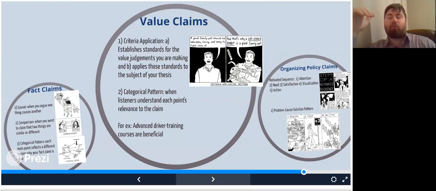And then an example also, advanced driver training courses are beneficial. And why are they beneficial? Well, they are beneficial because advanced driver training courses teach you how to handle yourself on the road. They actually decrease your insurance premiums. They also give you a stronger sense of confidence in your driving ability, right? Those could be some categories that apply to why advanced driver training courses are beneficial.